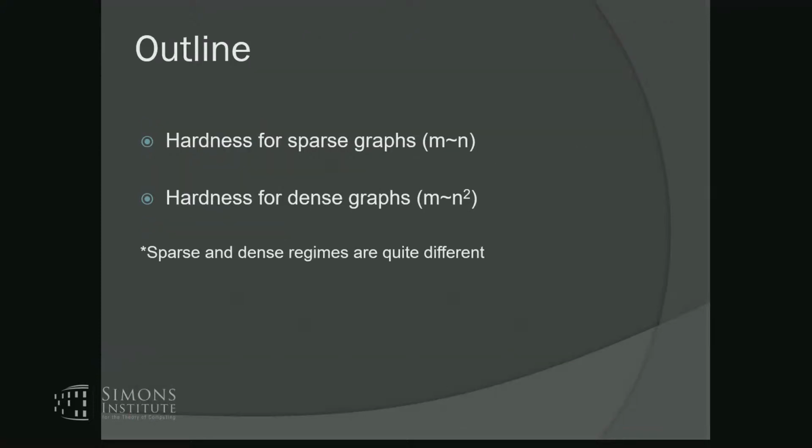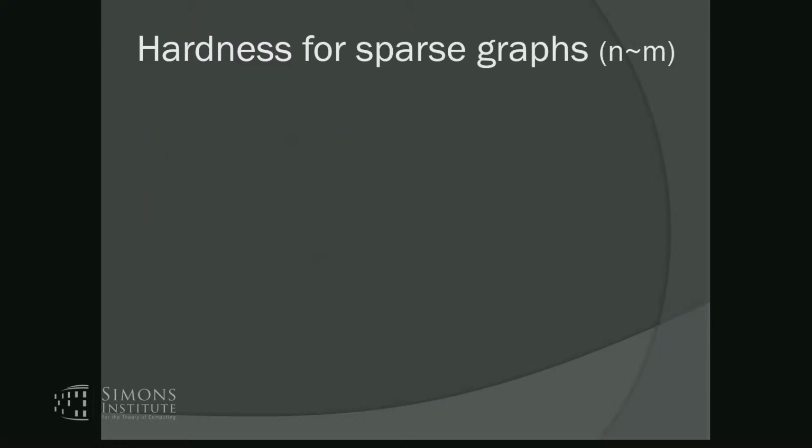Okay, so the outline of today is that it's going to be split into two parts. First, we're going to look at sparse graphs, where M here denotes the number of edges, and that's approximately the number of vertices. Then we're going to look at dense graphs. And these are almost going to be two totally separate talks, even though we're talking about the same problem. Somehow the sparse and dense regimes are quite different, and it's maybe an open problem to understand more relationships between them. But for now, you're going to see two quite different kinds of talks. Okay, so let's start with sparse graphs.